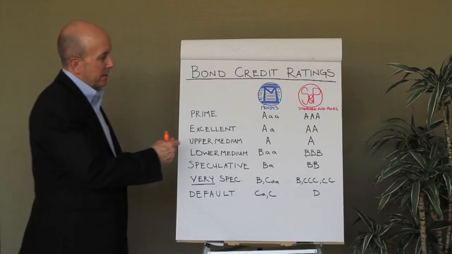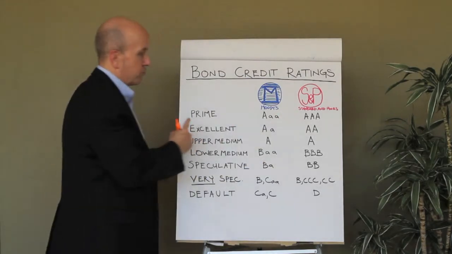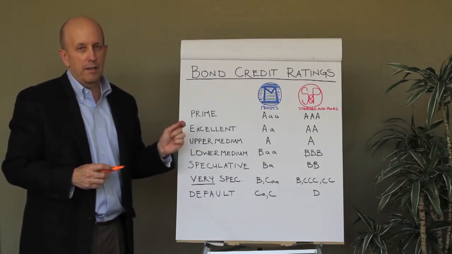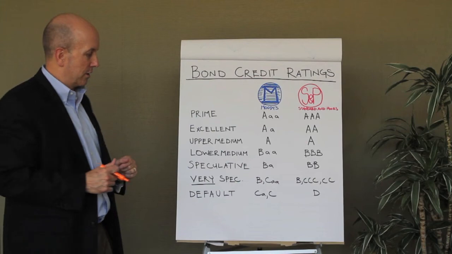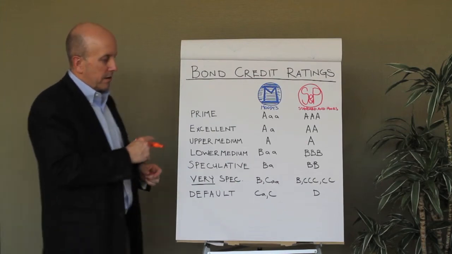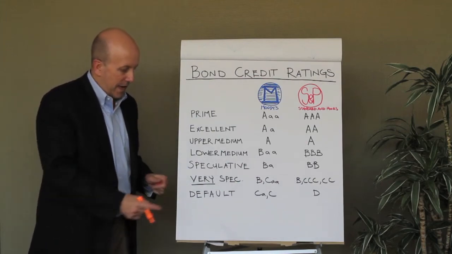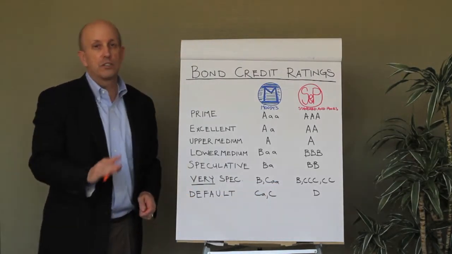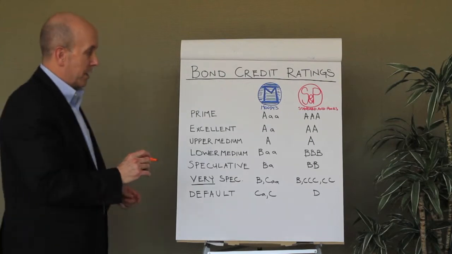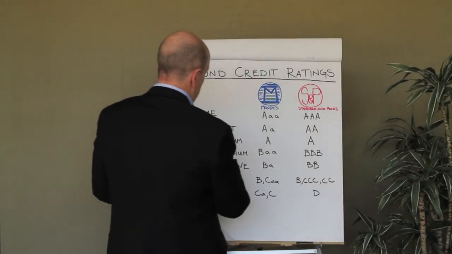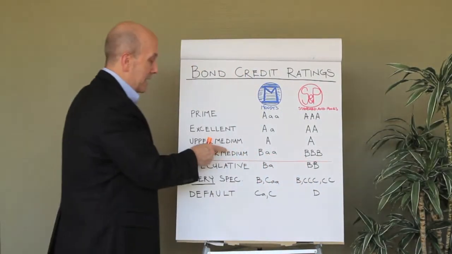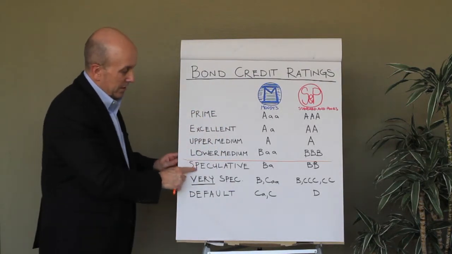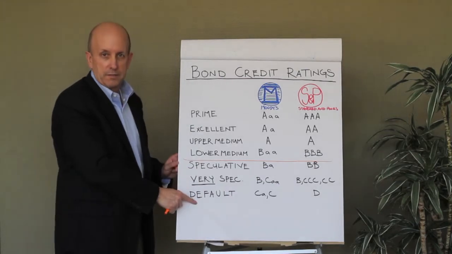So if we look at the very highest, AAA, very, very rare that a bond that has a AAA rating will default. On the other side of that, if it's in this lower range, they either are in default or just about to default. So here is the range at which these are considered investment grade and these are considered junk bonds.